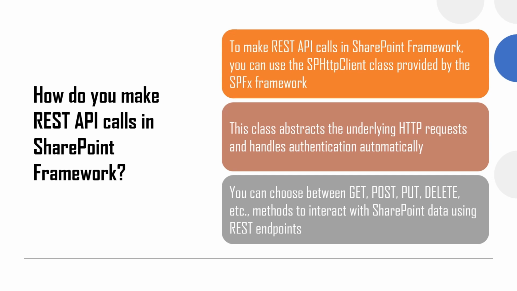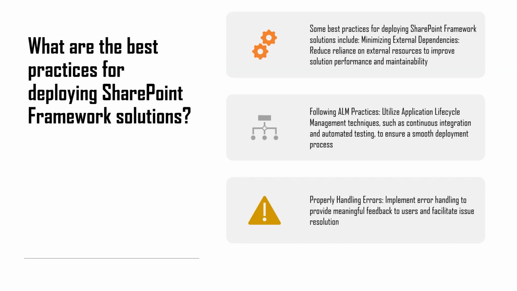To make a REST API call in SharePoint Framework, you can use the SPHttpClient class provided by the SPFx framework. This class abstracts the underlying HTTP requests and handles authentication automatically. You can choose between GET, POST, PUT, DELETE, etc. methods to interact with SharePoint data using REST endpoints. Ensure you have the necessary permissions to access the SharePoint data you are querying or updating.